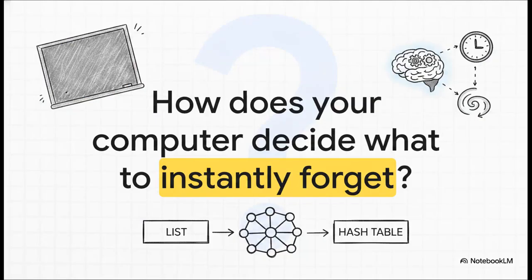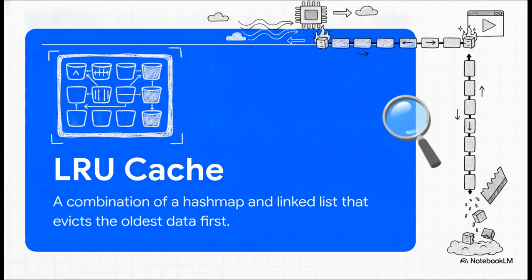Finally, we have to talk about pure survival. When your computer runs out of memory, how does it decide what to instantly forget? It actually marries two concepts we've already covered to solve this. It's called the LRU cache, or least recently used.